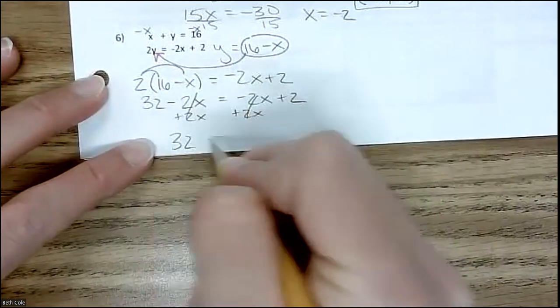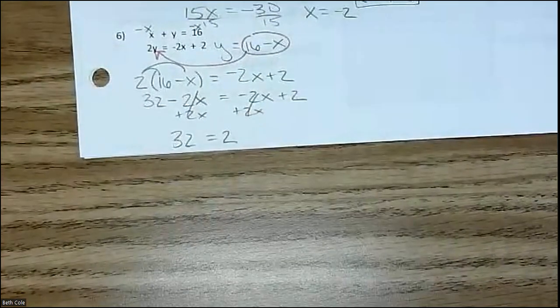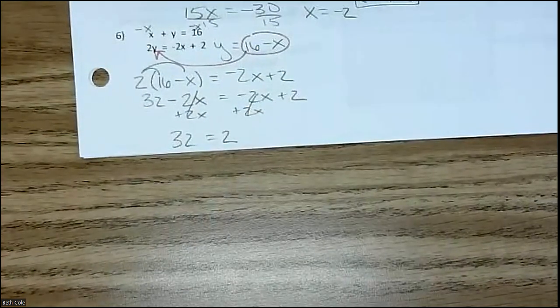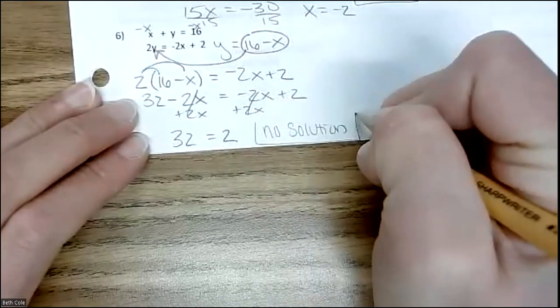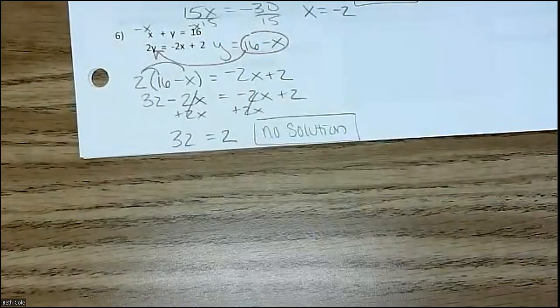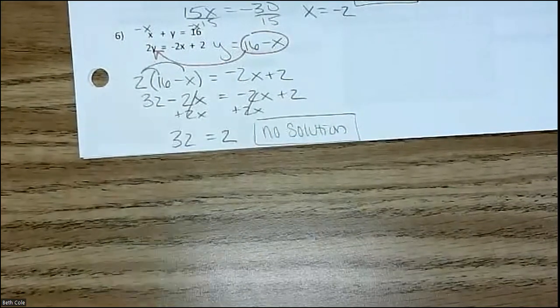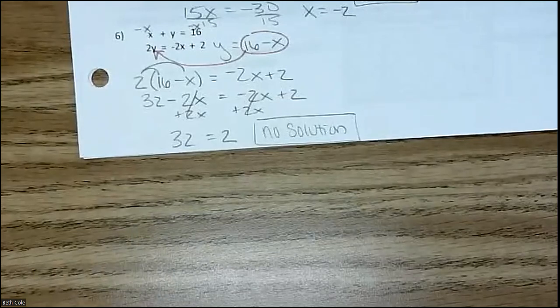You get 32 equals 2. What do you think? No solution. You get something that doesn't make any sense. And what that means is that the lines don't do what? They don't, good vocabulary. They don't cross, they don't intersect.